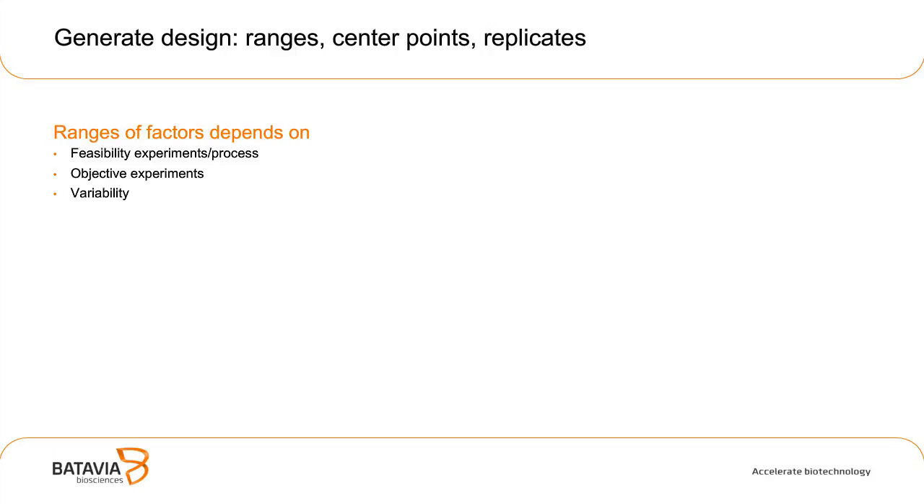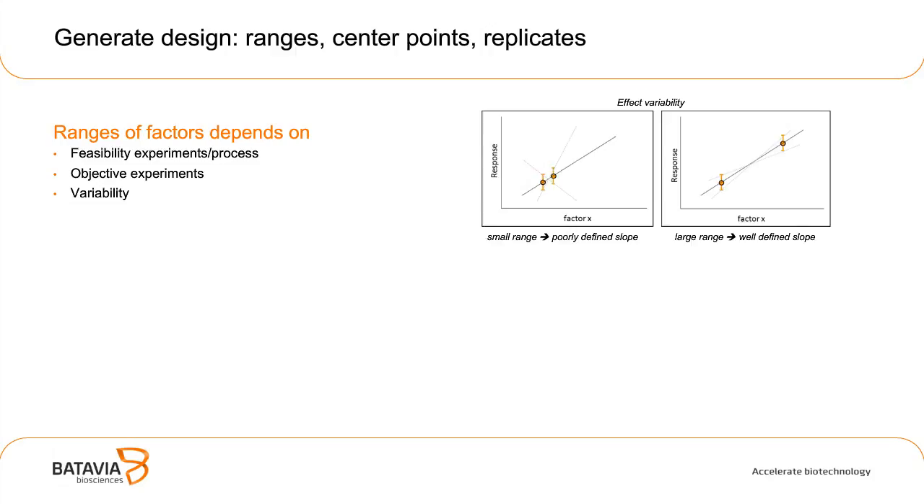Of course, the objective of your experiment is also important. For screening, you want to choose somewhat wider ranges because you want to see if there's an influence of your factors. Whereas for robustness, you will often choose smaller ranges because you want to show that within those ranges your process is robust, so there is no effect of those factors. You also should think about the variability in your experiments and your analytics. And to show you that, you can look at the graphs that now appear in the slides.